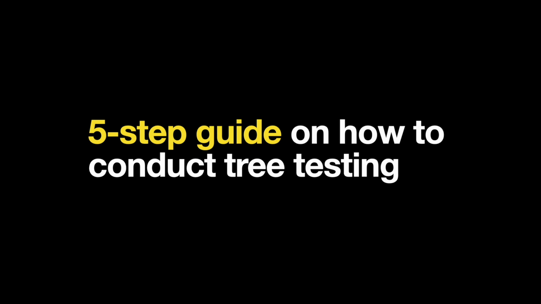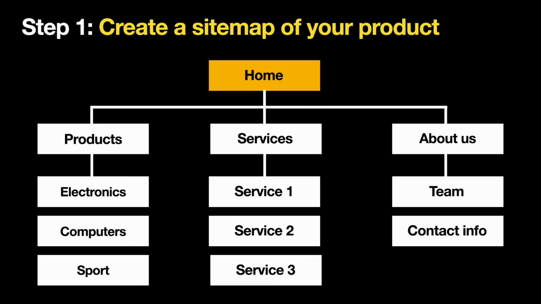Let's discuss five steps that you must go through to conduct tree testing. First, you need to create a sitemap. A sitemap is a visual representation of the content available on your website or in your app. The sitemap contains parent and child pages and helps us to see a product's overall hierarchy of content. Here you can see an example of a sitemap for an e-commerce website.